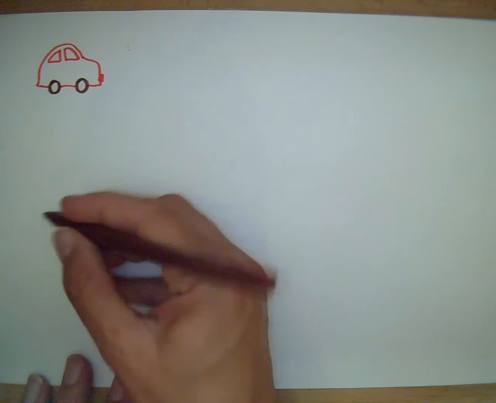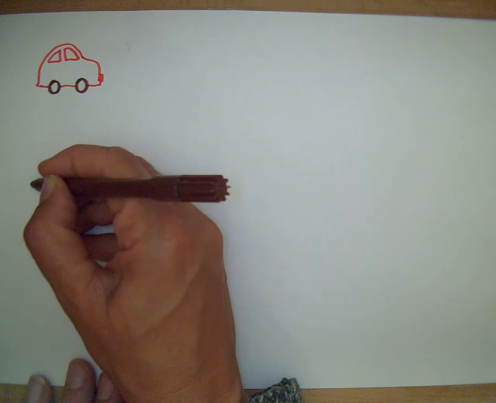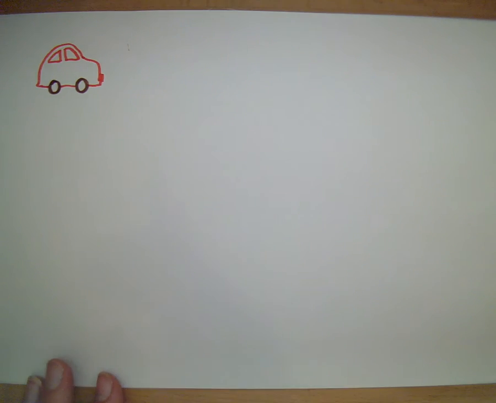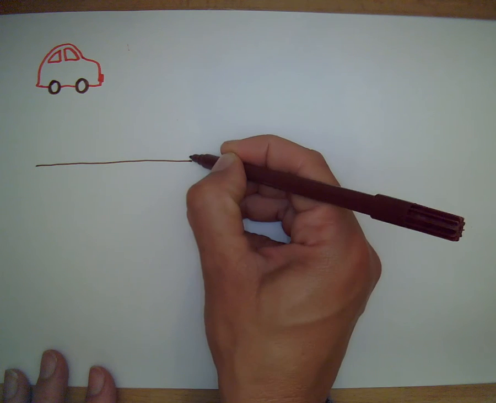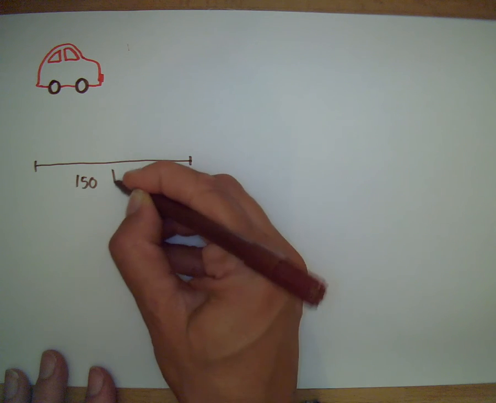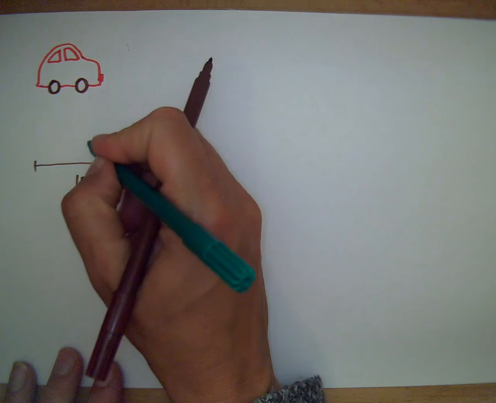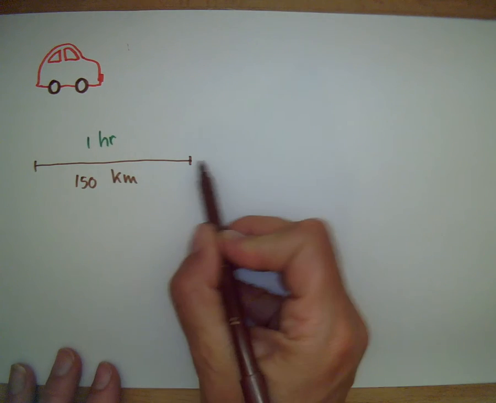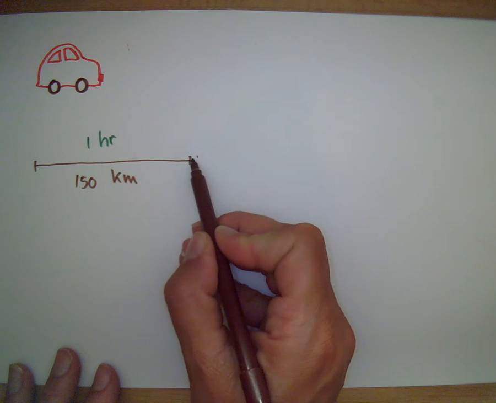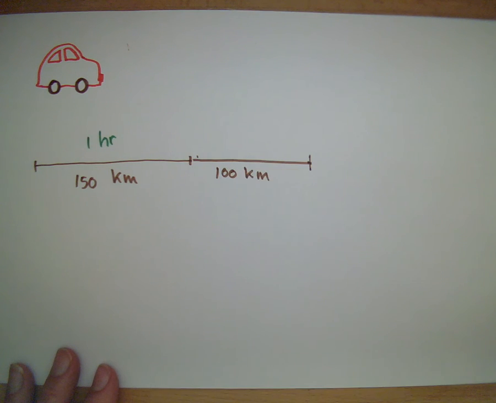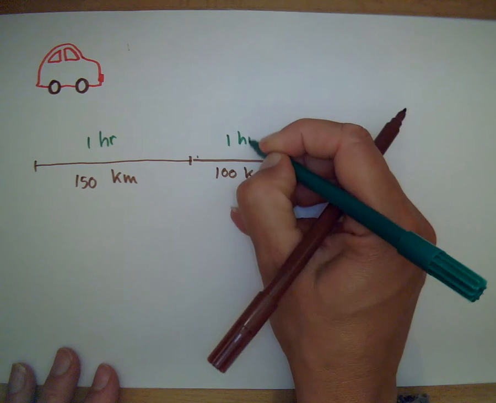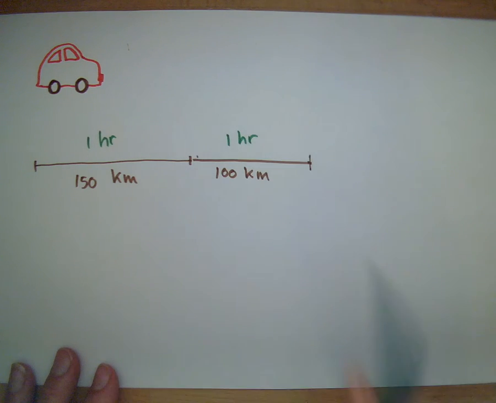Say I'm in my little red car and I start driving and it's a good day. I can go fast, but then the freeway just becomes busier and then even busier. So imagine in the first hour I drive 150 kilometers. It takes me 1 hour. Then traffic starts hitting and in my next hour, I can only go 100 kilometers. So I'm obviously going slower during this hour.